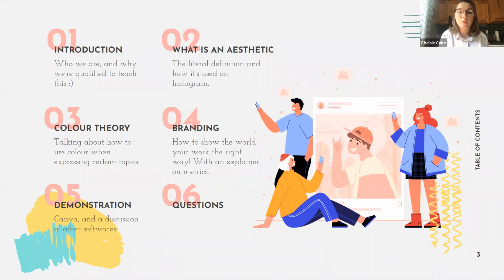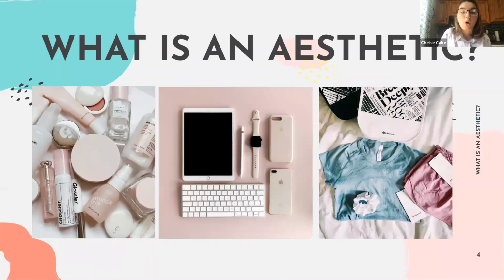Okay, so if we're all good, we're gonna move on to our first thing here. What is an aesthetic? Okay, so aesthetic is a word that's kind of been thrown around a lot. It's thrown around a lot on Pinterest. It's thrown around a lot on Instagram and Snapchat, all kinds of different stuff. It's become a very trendy word.